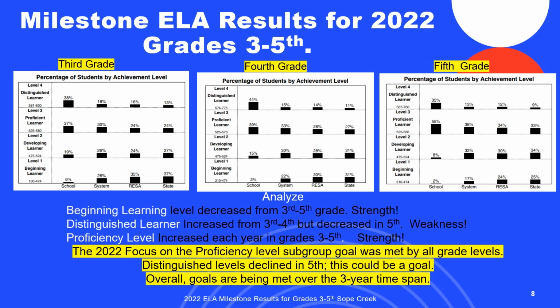Looking at the 2022 ELA Milestone results, we have the beginning learning level decreased from third through fifth grade, which is a strength. Again, seeing the same kind of pattern. The distinguished learner increased from third through fourth, but decreased in fifth, which is a weakness. The proficiency level increased each year in grades 3 through 5, which is a strength. The 2022 focus on the proficiency level subgroup goal was met by all grade levels. Distinguished levels declined in fifth grade. This could be a goal. Overall goals are being met over the 3-year time span.